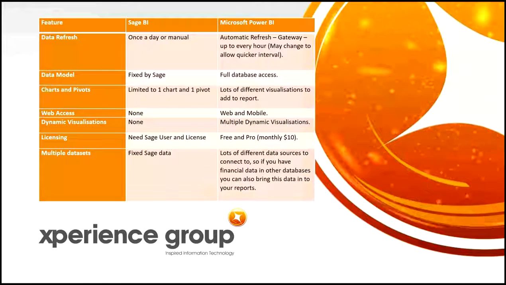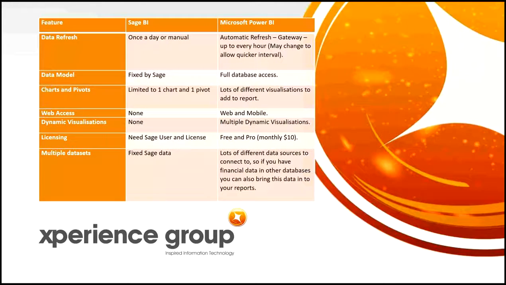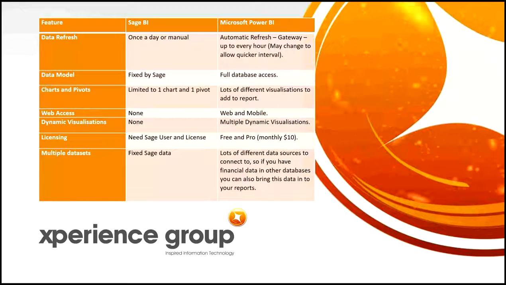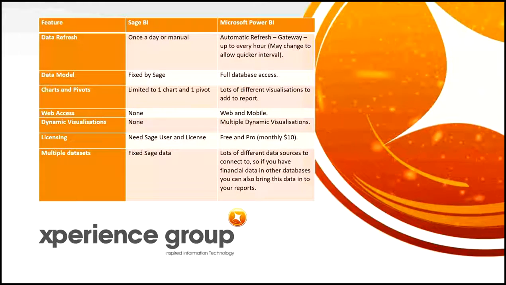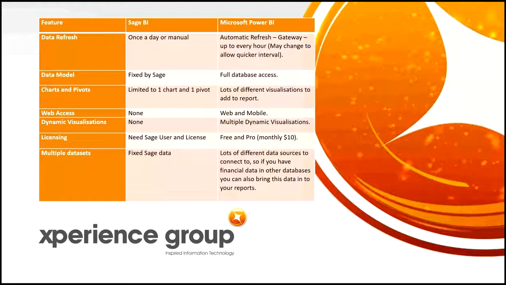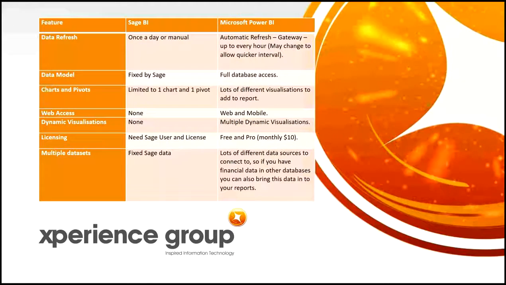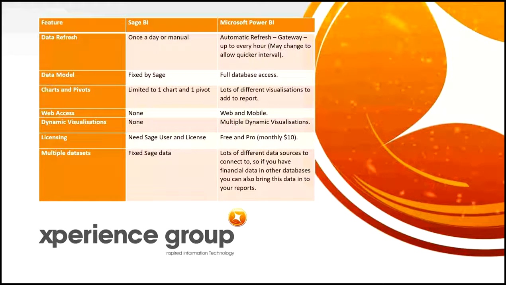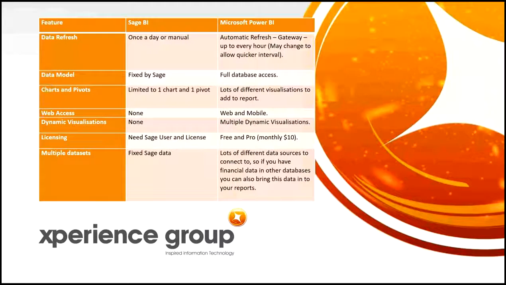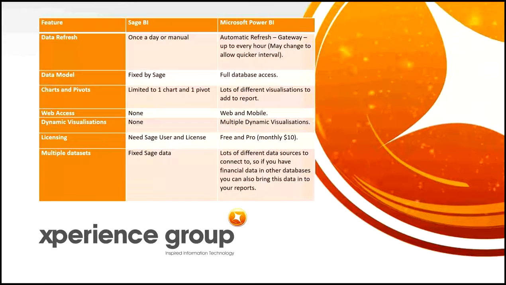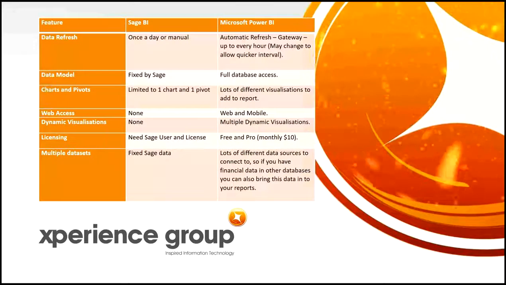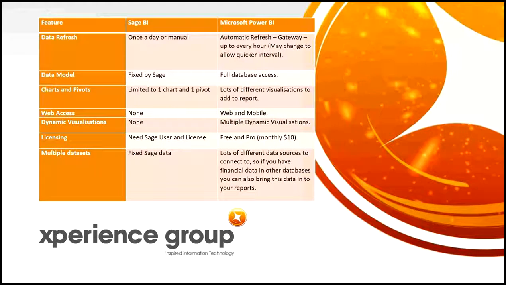Web access. With Sage BI, there is none. So you're limited to your desktop and wherever you've got Sage BI installed. With Power BI, once you've created your report in the desktop version, you can then publish that straight to the web, and it instantly appears on your phone or your mobile devices or tablets, or if you've got the web access, from any web browser. So that's another major benefit.